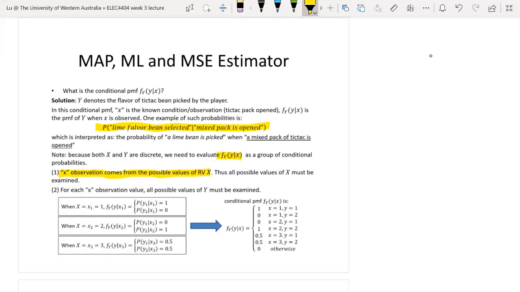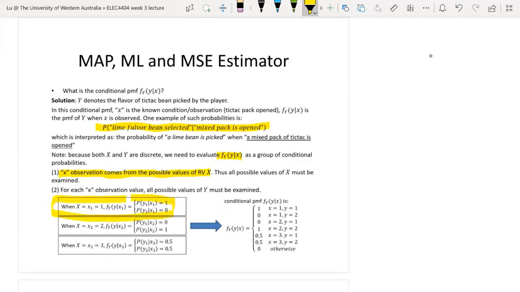At the bottom, on the left-hand side, you can see a small table. In the first table, the condition is x1 equal to 1. The random variable value is 1. That means we are picking a green box of Tic Tac. Based on this, we want to evaluate the probability of y1, the lime flavor, and the probability of y2, the orange flavor bean. So this is evaluating that thing here.